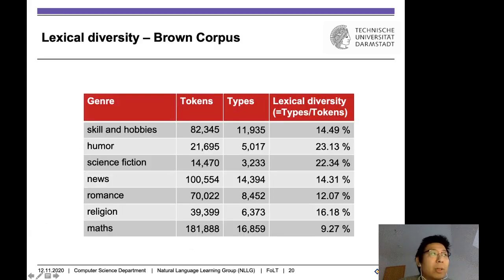Let's see the different lexical diversities across article genres. For example, it's not surprising to see the scientific, like mathematics articles, have a very low lexical diversity, while some other articles like humor and science fiction have a relatively high diversity.